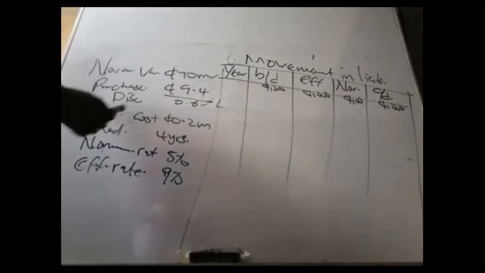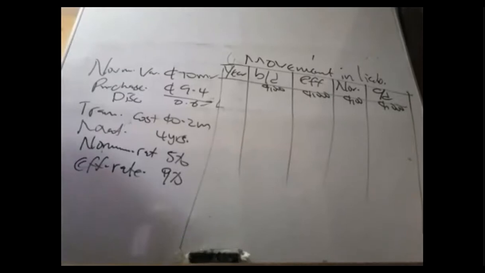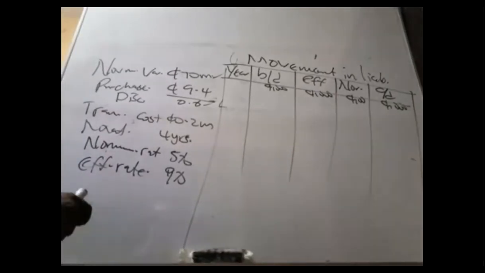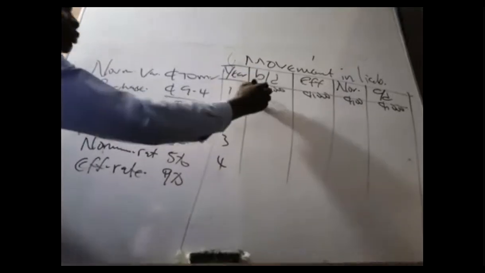Now, what will be the liability at the start of the year? Effectively, you are owing them the proceeds, how much they gave you at the start of the year. So year 1, year 2, year 3, year 4. That means you owe them 9,200. Now, what is the effective interest rate? 9%.